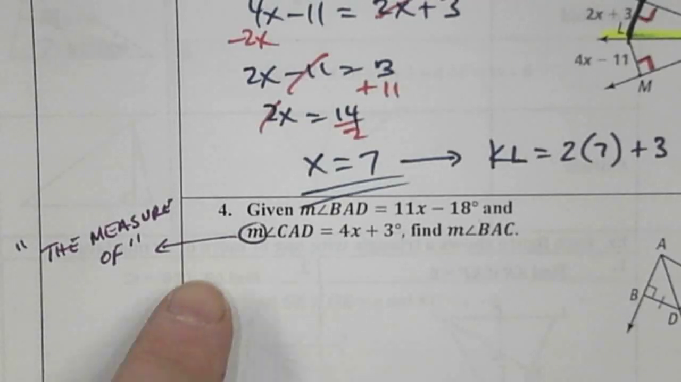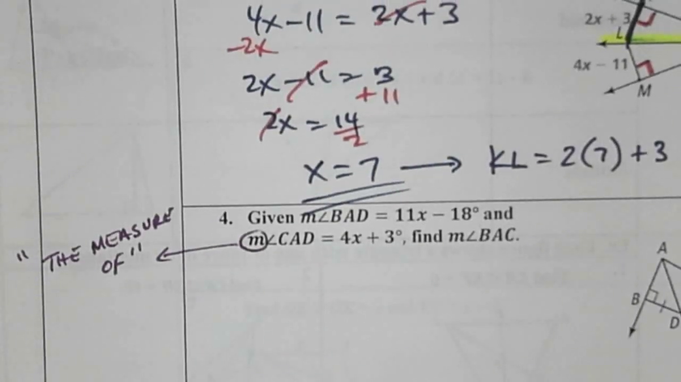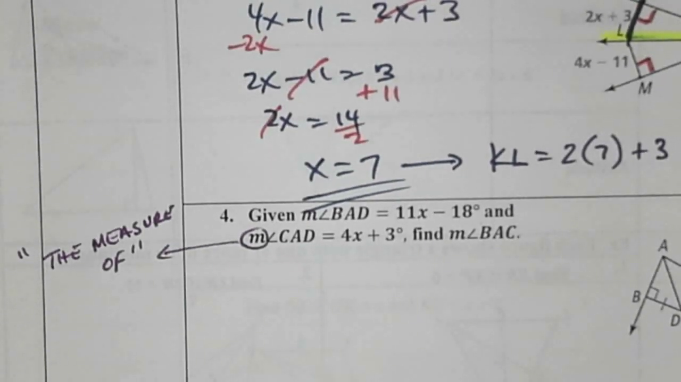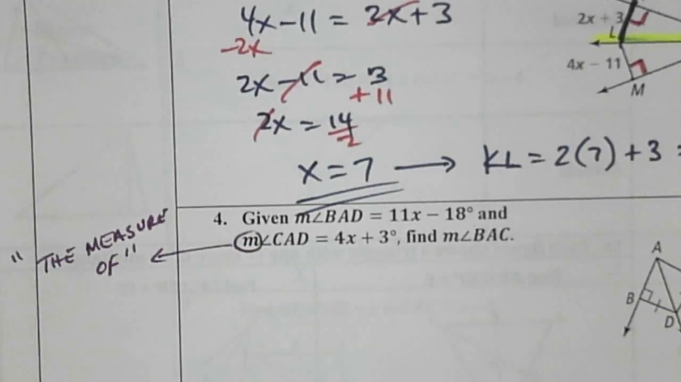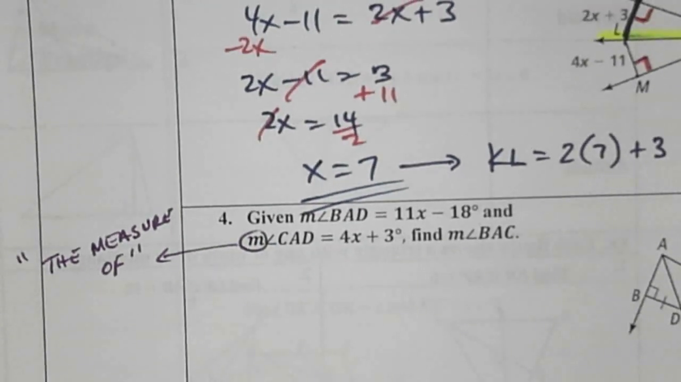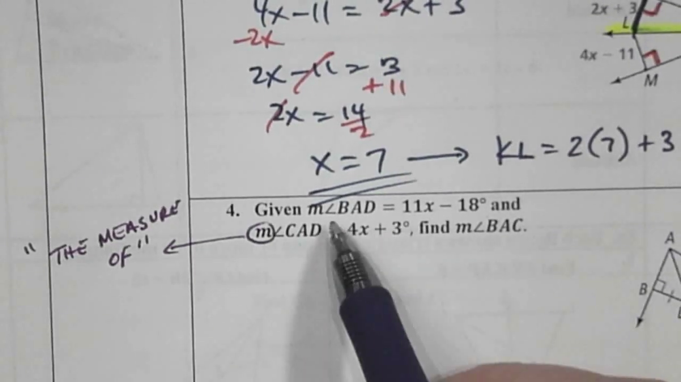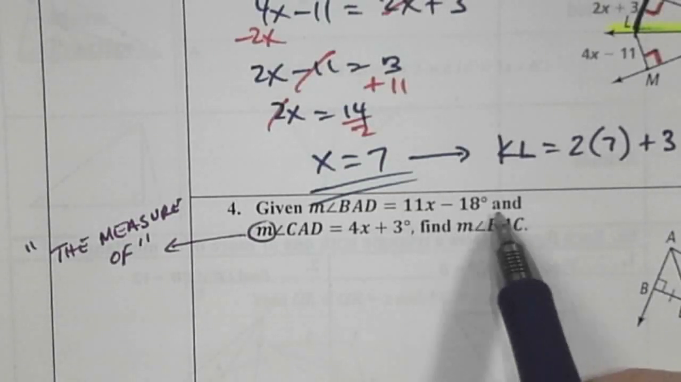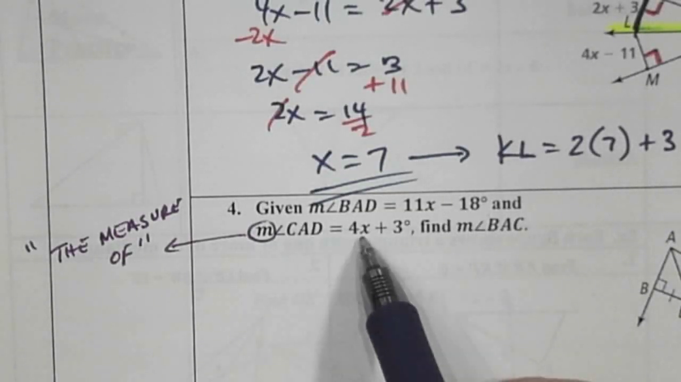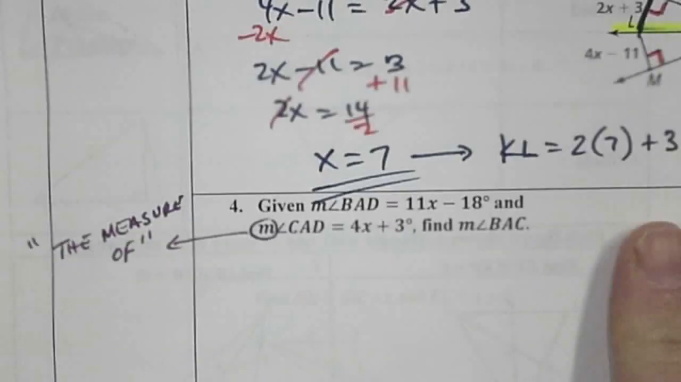Okay? So that simply means the measure of. So it's a technical little thing. I always skip it because I'm kind of lazy that way. So you don't have to pay attention to the m. It is important technically, but for what we're going to do, you can skip it and still live. So given that angle BAD is 11x minus 18, and angle CAD is 4x plus 3, find angle BAC.